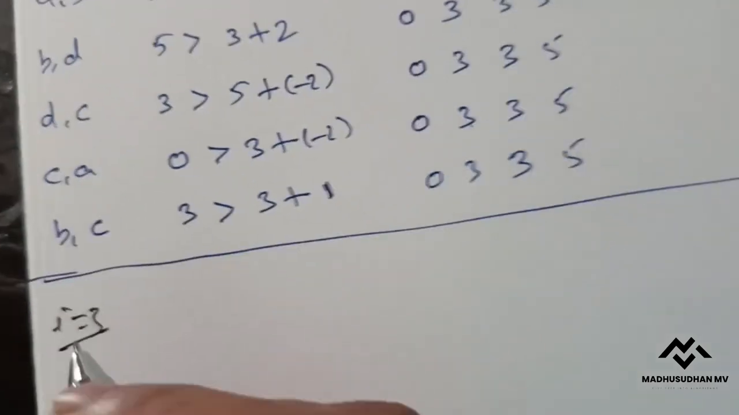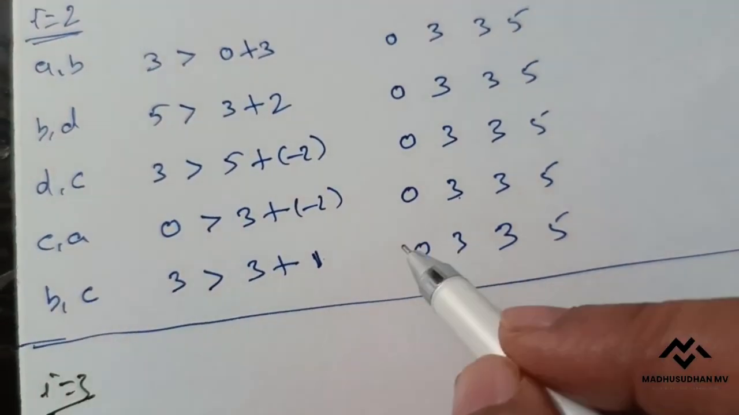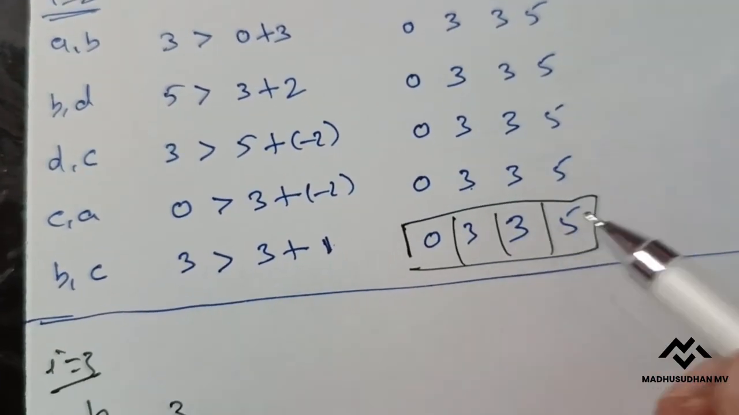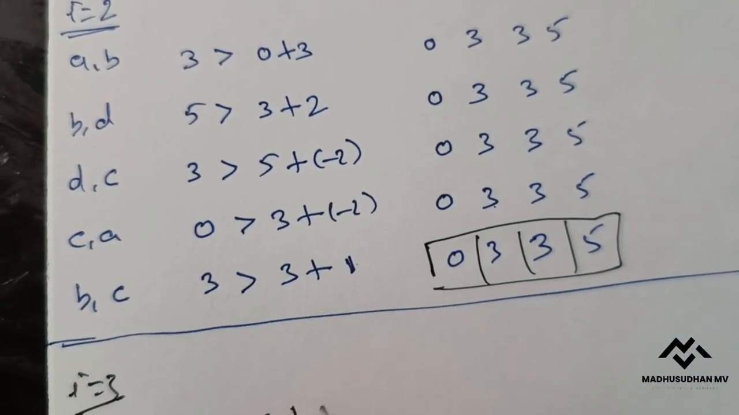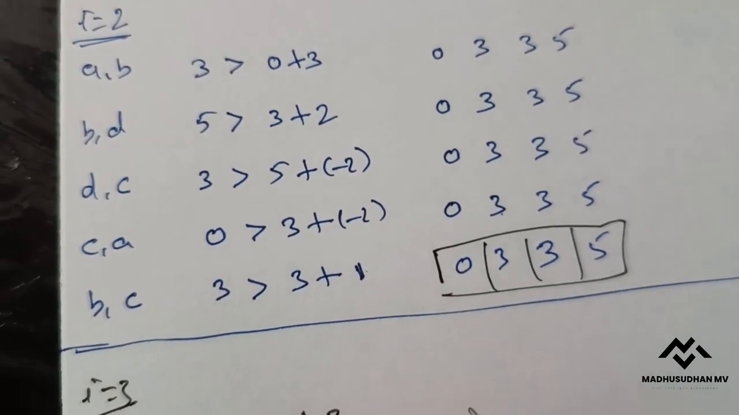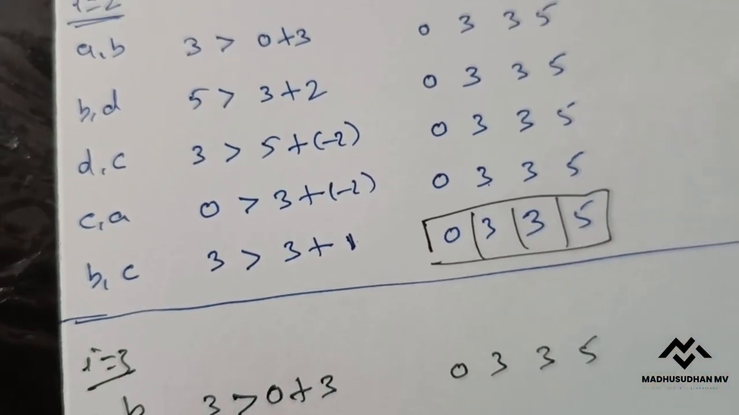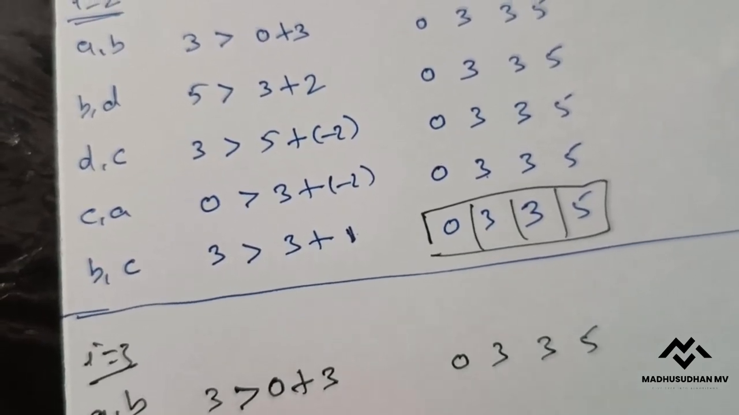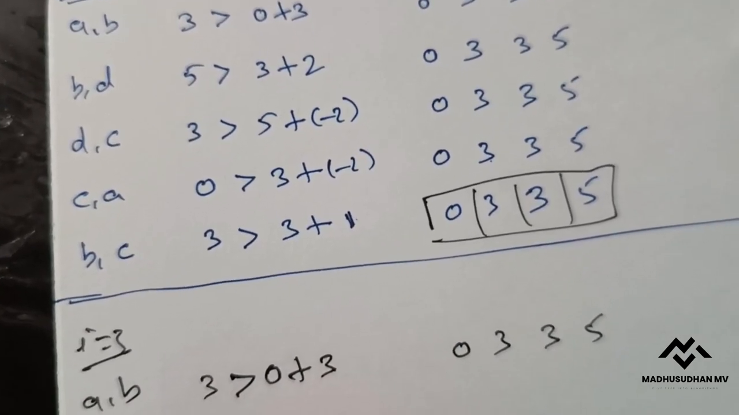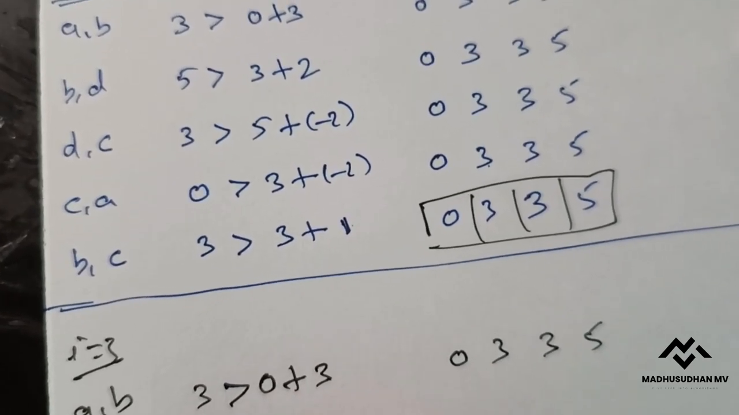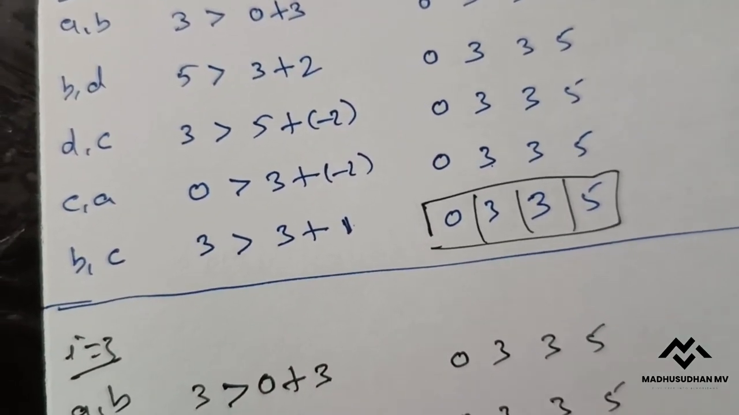So again A to B. See, this is my latest distance. Distance of B, 3, greater than distance of A, 0, plus distance of A to B, 3? 3 greater than 3 is false. So I am retaining the same thing. Next, after A to B, B to D. Distance of D, 5, greater than distance of B, 3, plus B to D, 2? 5 greater than 5 is false. So I'm not updating, retaining as it is.